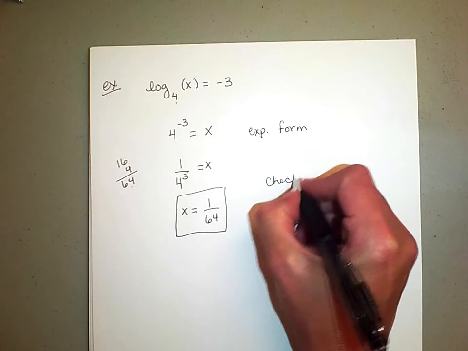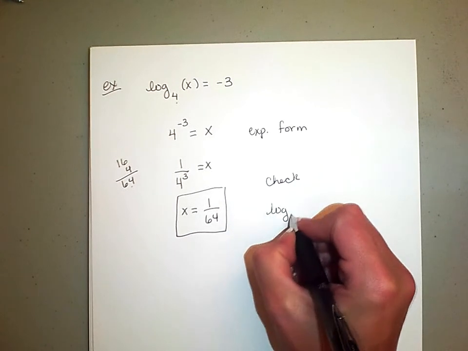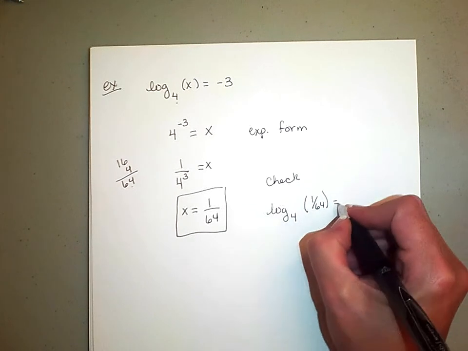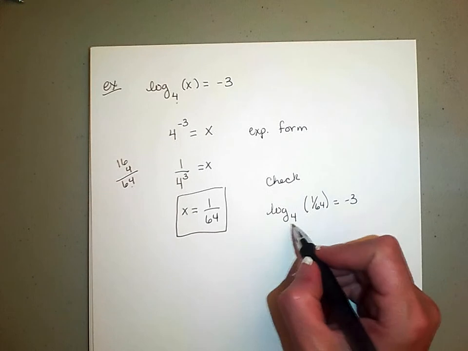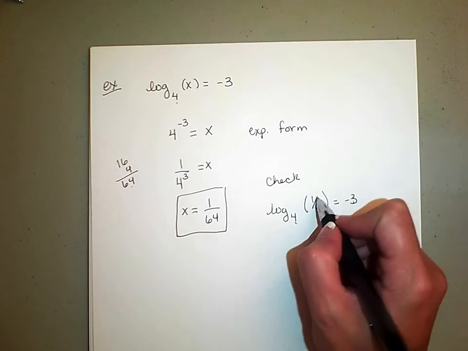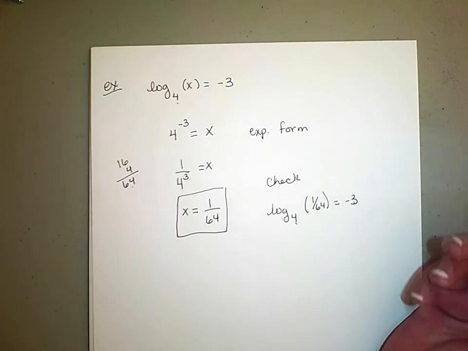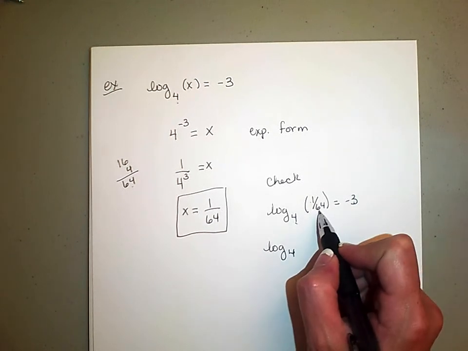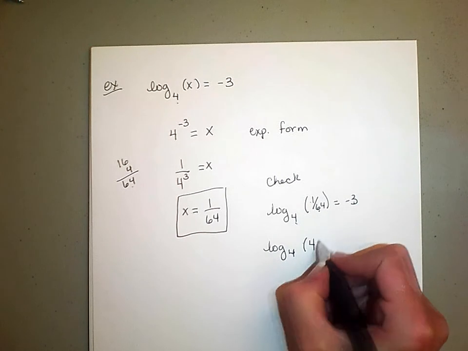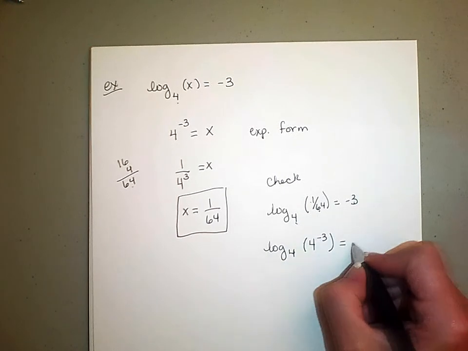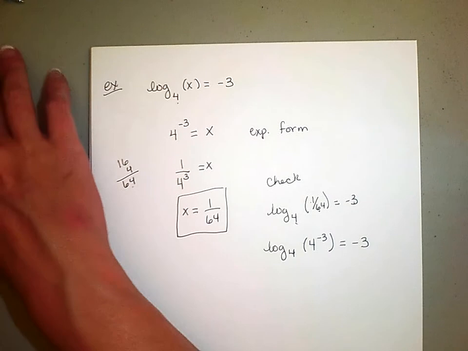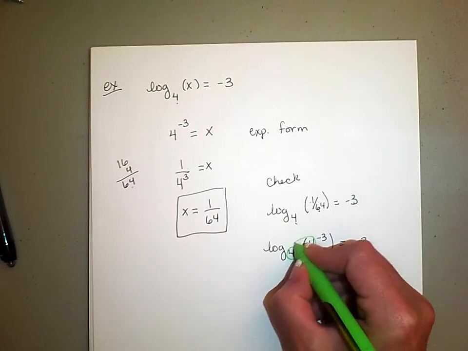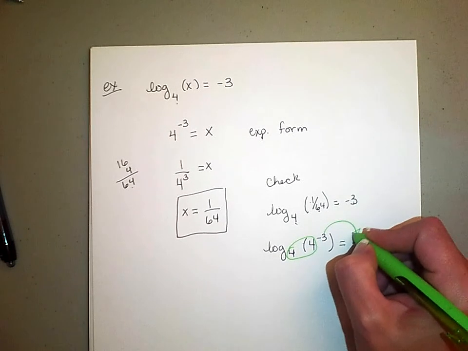And we could do our check. So the log base 4 of 1 over 64 is equal to negative 3. And it works. 4 to the negative 3 is equal to 1 over 64. It might be interesting to note here as well that 1 over 64 was the same thing as 4 to the negative 3, and we saw the log of it was equal to negative 3. And we'll see this happen later. When this base and this base agree, the answer will become the exponent.